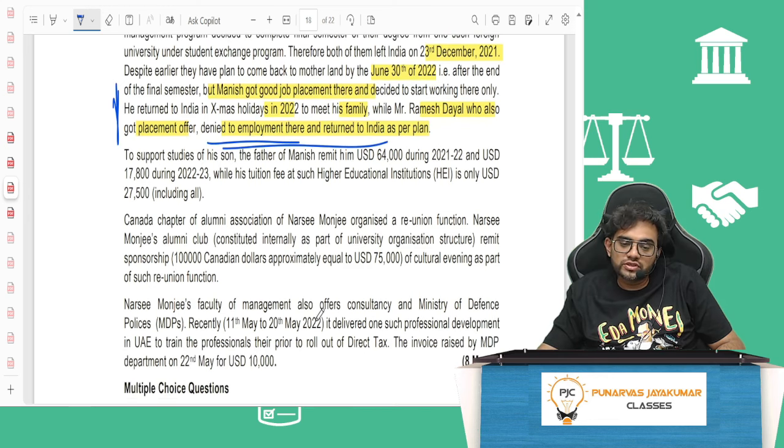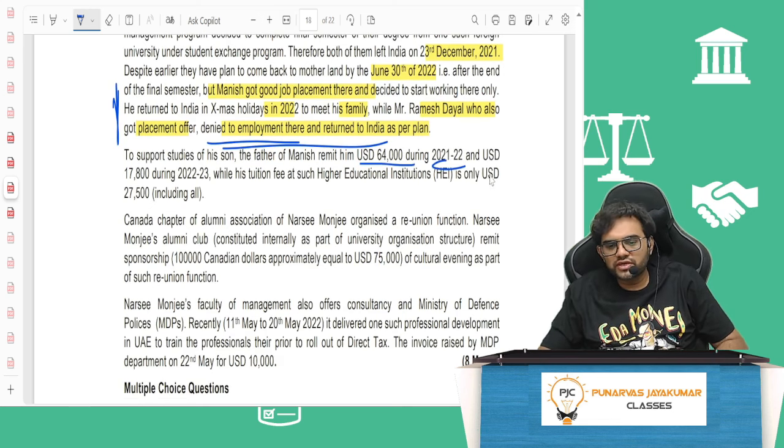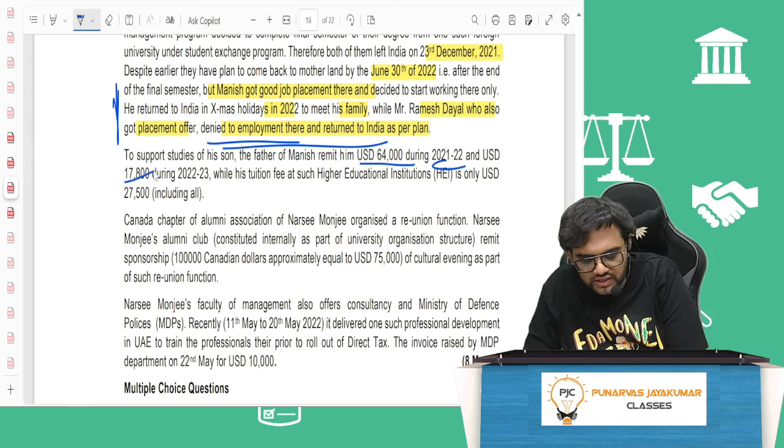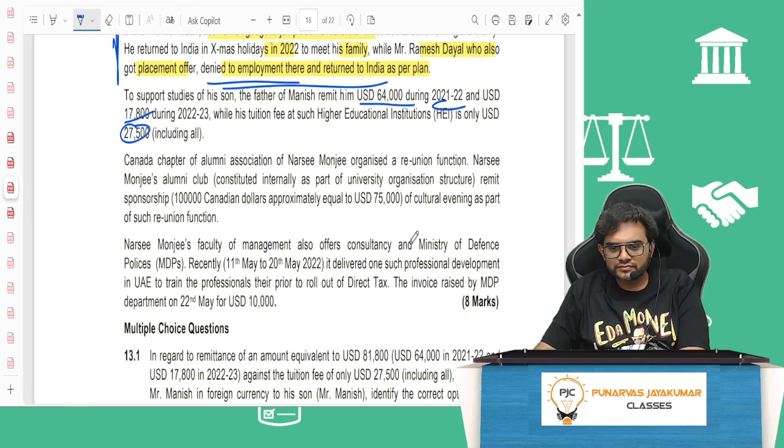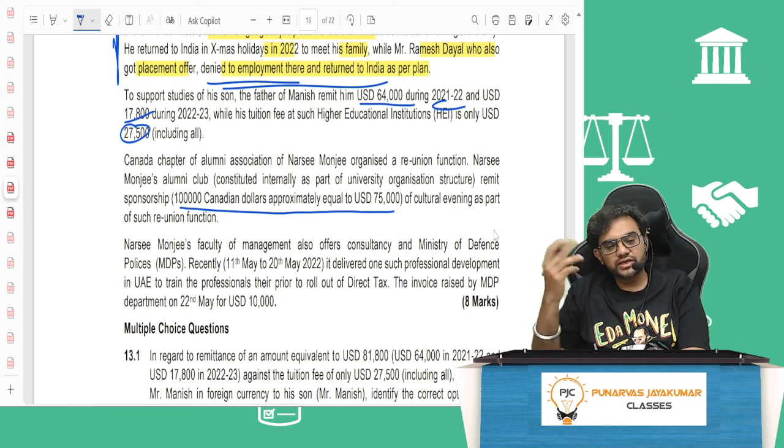To support the studies of his son, the father of Manish remitted 64,000 during 21-22 and 17,800 in 22-23, while the tuition fee is only USD 27,500. The Canada chapter of the Alumni Association organized a reunion function. So they had to give 75,000 US dollars as part of the membership. There he has to pay for the reunion function.